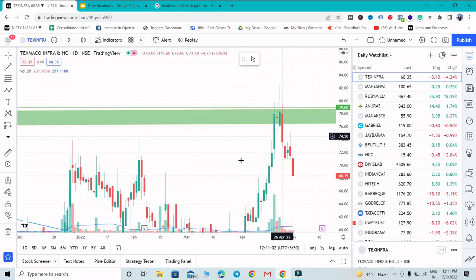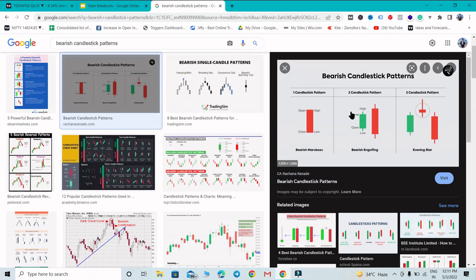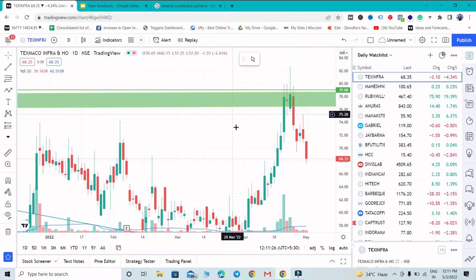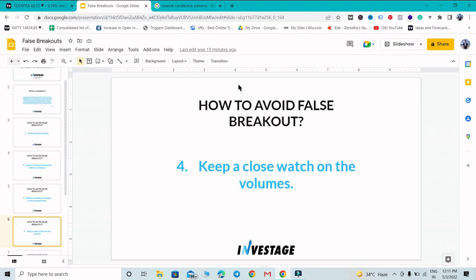If you spot something like this, or a bearish engulfing candlestick pattern, or an evening star pattern at the resistance, at the breakout level, then you just avoid the trade. You can either exit the trade, or you simply don't take the trade. So candlestick patterns are very important to spot at the breakout. What you should expect instead is a bullish Marubozu candle. If you spot any bullish candlestick pattern at the breakout level, then it's a very good trade. Next point is to keep a close watch on the volumes.